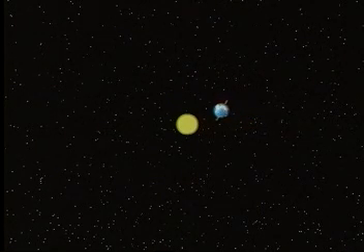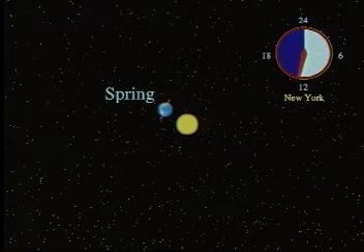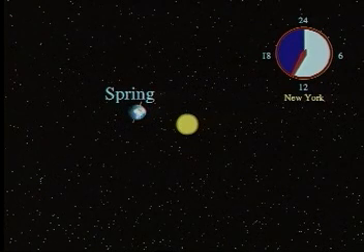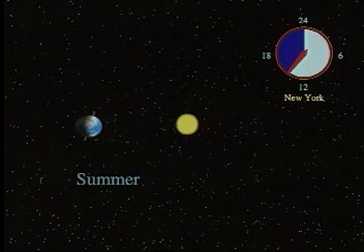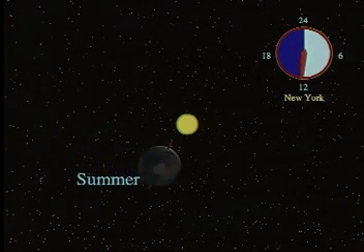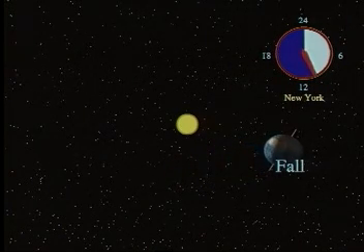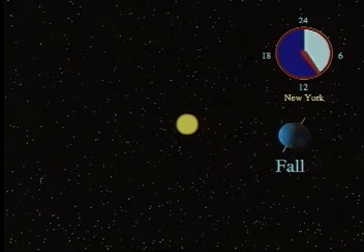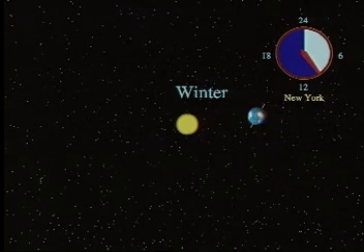Now let's follow the Earth in its orbit over a year and watch on the clock how the length of the days change for New York in its Northern Hemisphere. During the spring, the days get longer, going from 12 hours to about 15 hours on the first day of summer. And then, during the summer, they start getting shorter again, going from 15 hours to 12 hours again on the first day of fall. During the fall, they continue to get shorter, going from 12 hours to about 9 hours on the first day of winter. And finally, during the winter, the days start getting longer again, going from 9 hours to 12 hours on the first day of spring.